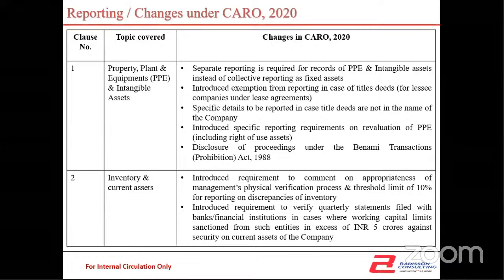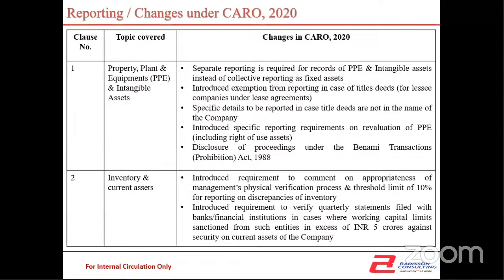Next point, introduced requirement to verify quarterly statements filed with banks or financial institutions in cases where working capital limits sanctioned from such entities are in excess of INR 5 crores against security on current assets of the company. This is a very new requirement because so far, up to CARO 2016, the auditor was only required to verify items which are related directly to the financial statements.